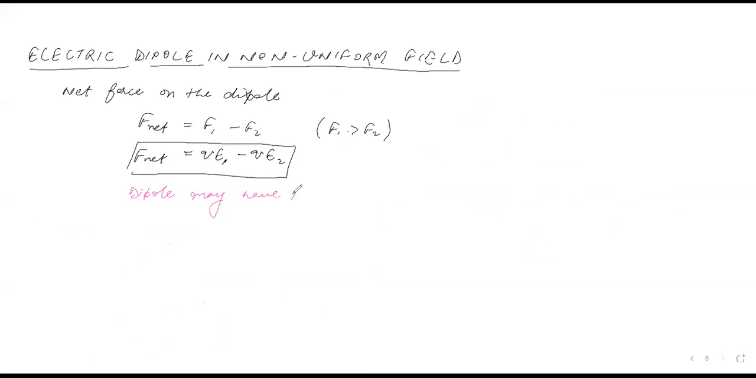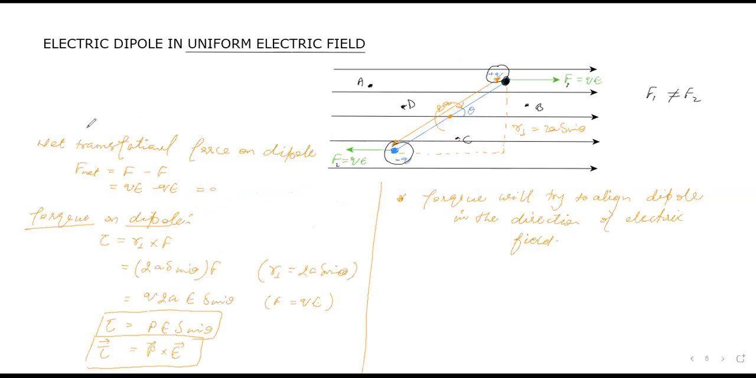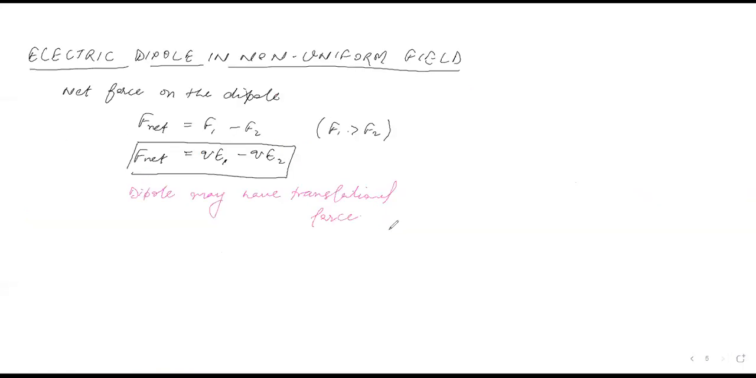Okay. Yes, sir. Are you understand it or not? Yes, sir. May have translational force. Are you clear? Yes, sir. Hence, we can say this translational force will not be zero in case of non-uniform electric field. Are you clear? Yes, sir. In case of uniform field, it will be zero.